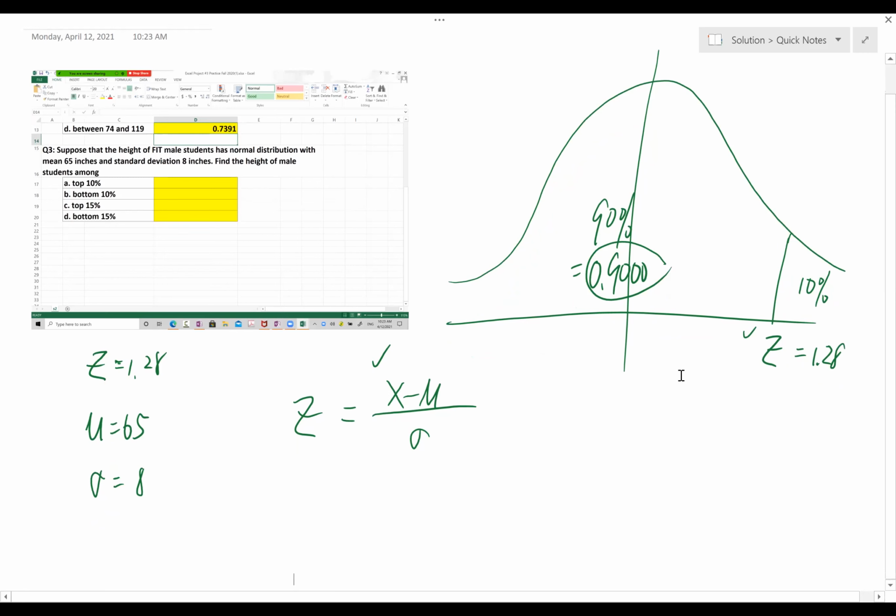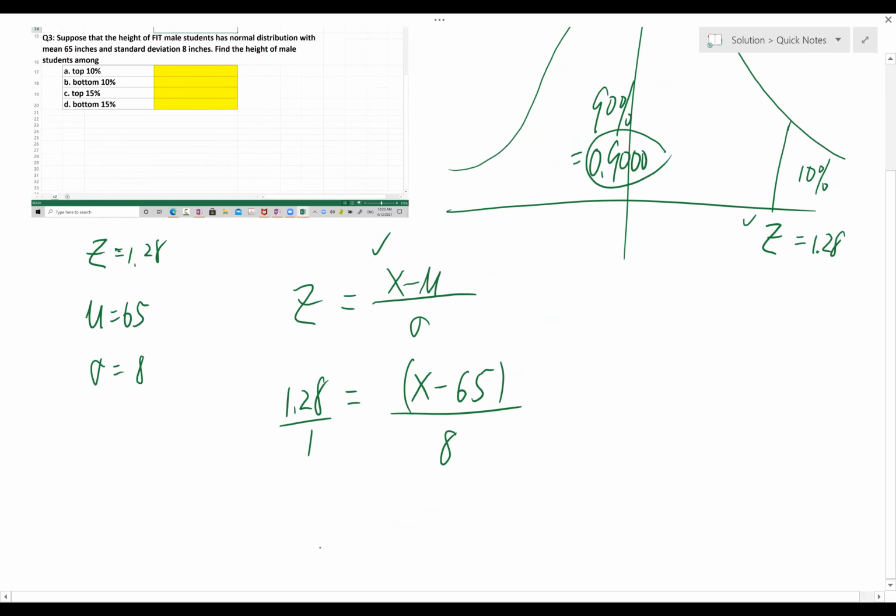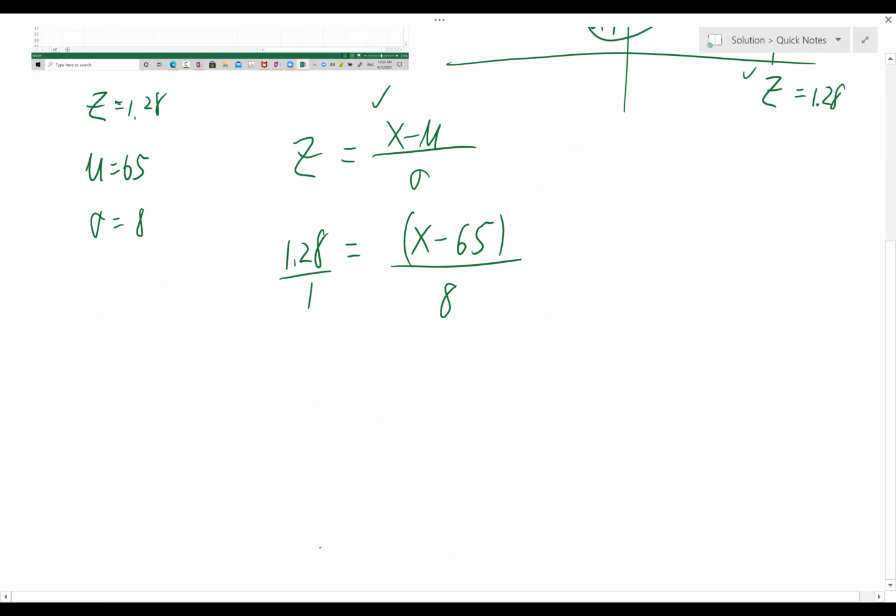All right, so now the z-score is 1.28. So (x minus 65) over 8 equals 1.28. We're going to turn this into a proportion, just like how you handle that in the algebra course, and cross multiply: x minus 65 goes to the left, 1.28 times 8 goes to the right. So x minus 65 equals 1.28 times 8, and this turned out to be 10.24. Then you add in 65.